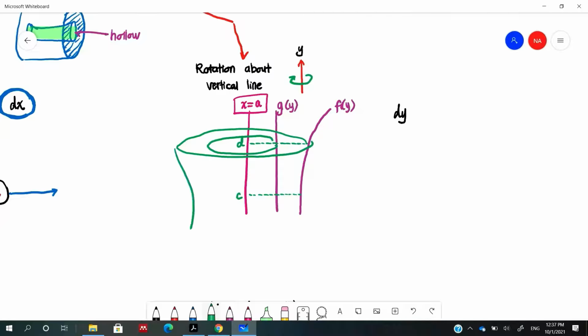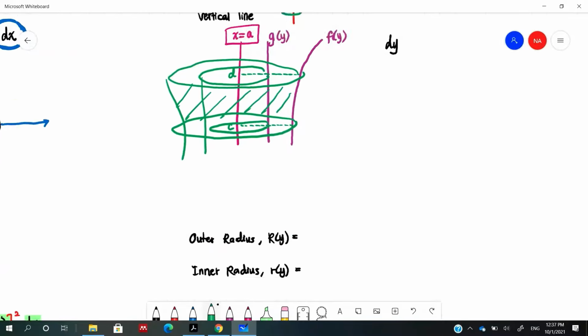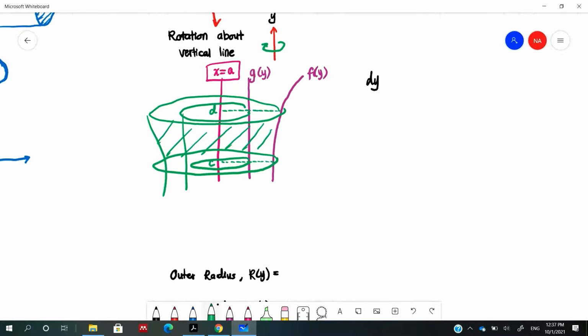So we'll have something like this. All right, so we have something like this. This is the rotation, right? This is the solid generated, and we should note that. The outer radius is, of course, this one. I'll label it as outer.